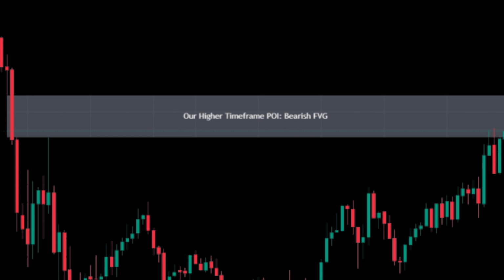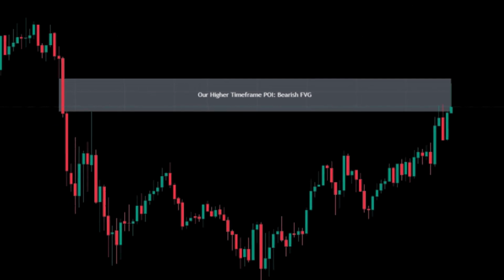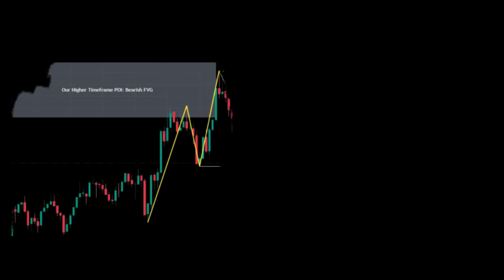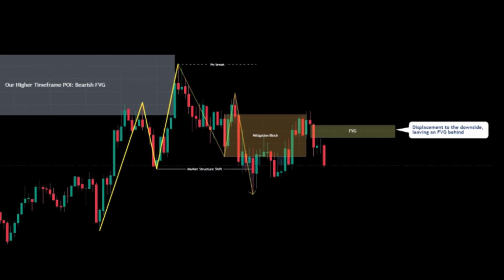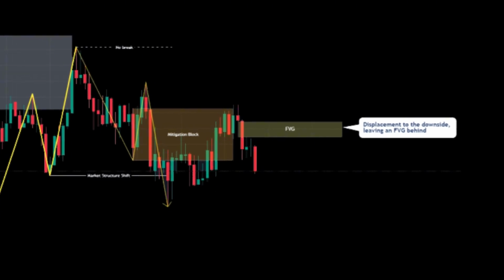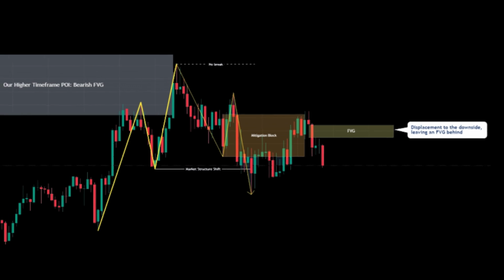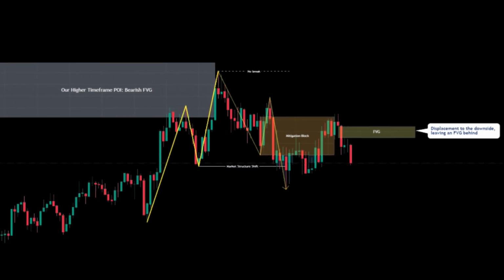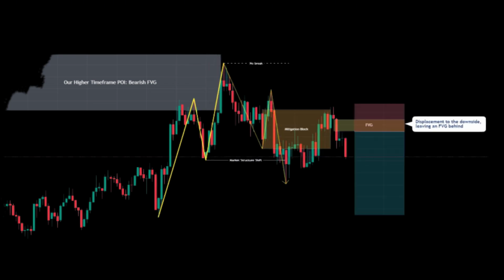Fair value gaps are particularly powerful when combined with other market analysis tools, such as support and resistance levels or order blocks. In the context of a broader market trend, fair value gaps can indicate either a continuation or a potential reversal, depending on where they appear in the price structure. Understanding these dynamics helps traders make informed decisions, leveraging fair value gaps to enhance their trading strategies. Fair value gap is also known as imbalance or inefficiency and can be used in all markets like Forex, indices, metals, stocks, crypto, and commodities.